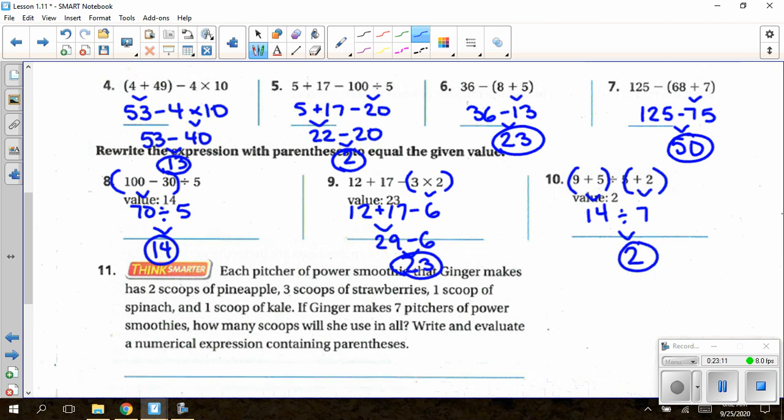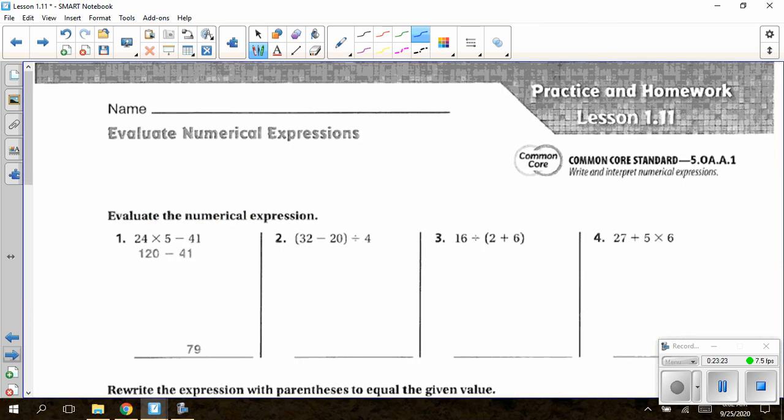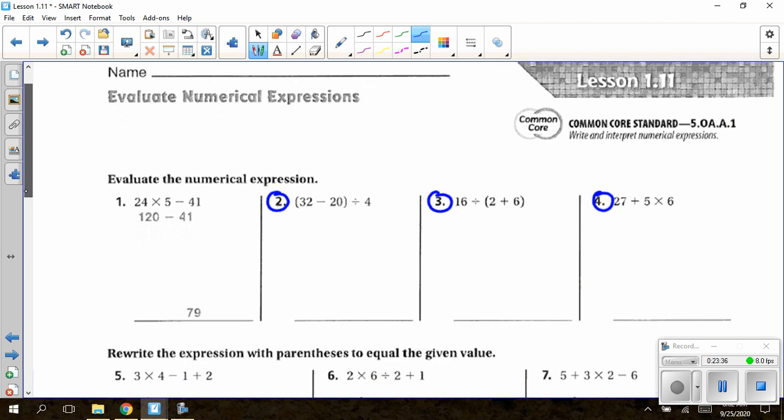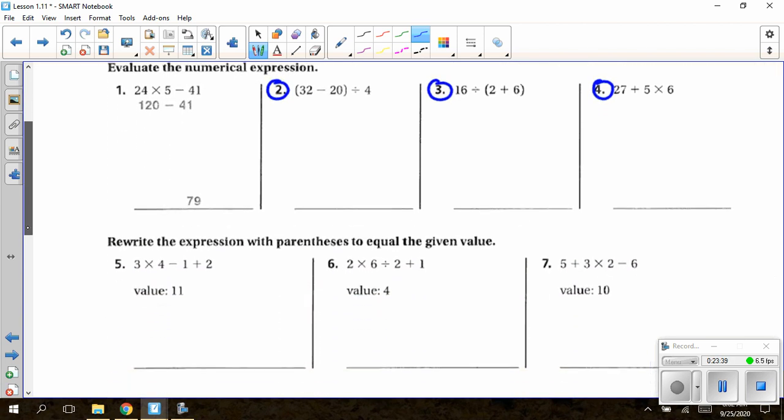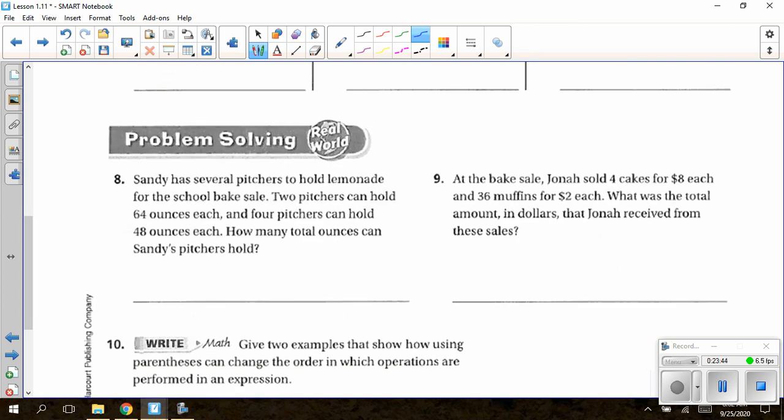So now I'm going to get you started on your homework. On your homework, page 71, we are going to assign questions 2, 3, and 4. Make sure you're showing your carrots of what part of the problem you are working on first, and then make sure you're bringing down everything that you did not use as you're working. And then we are also going to assign questions 8 and 9.